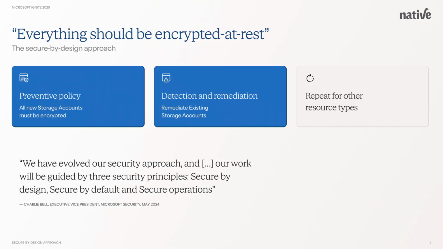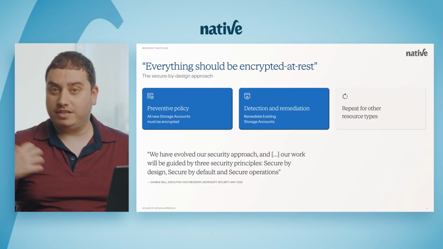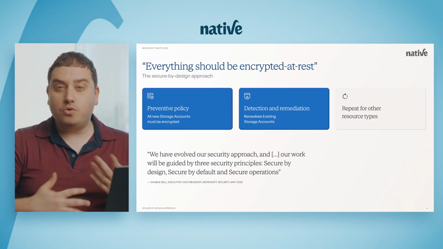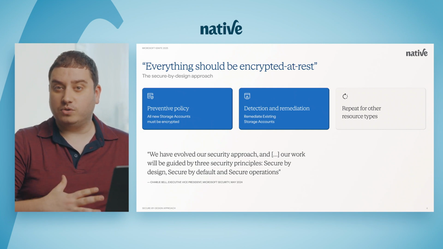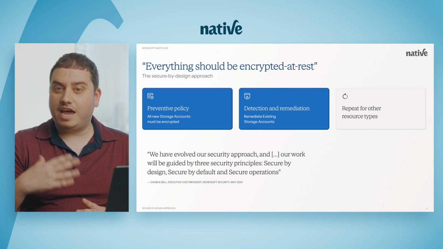With the secure by design approach, we complement the detection that I mentioned before with preventive policies to make sure that no new non-encrypted storage accounts can be created. And after doing that for storage accounts, both the prevention and the detection and remediation, you can do the same for all of the other resource types within Azure and within your other cloud environments that can be encrypted.